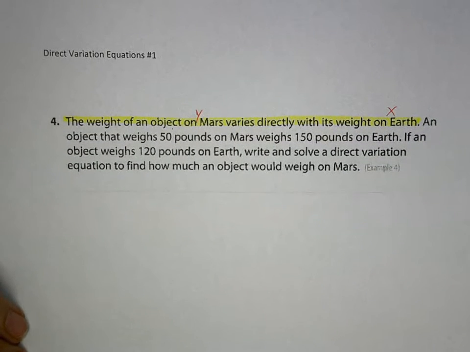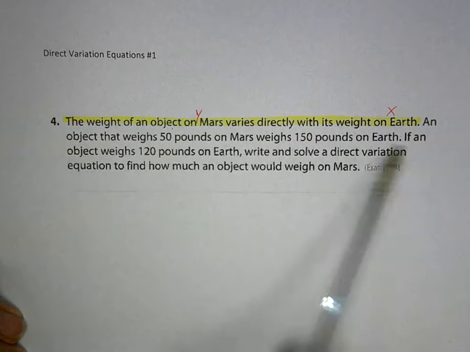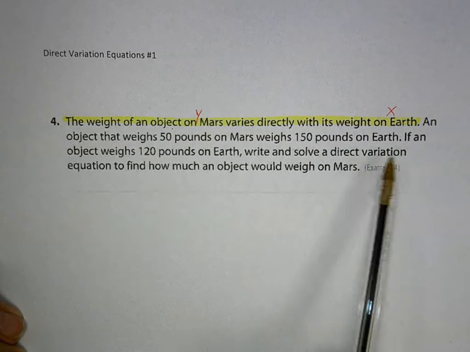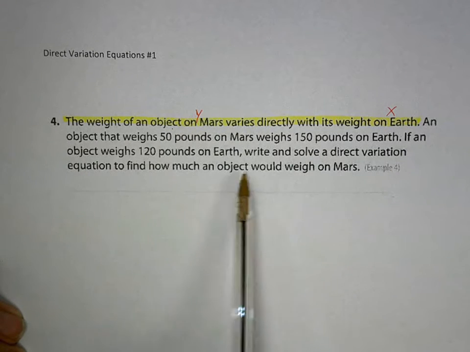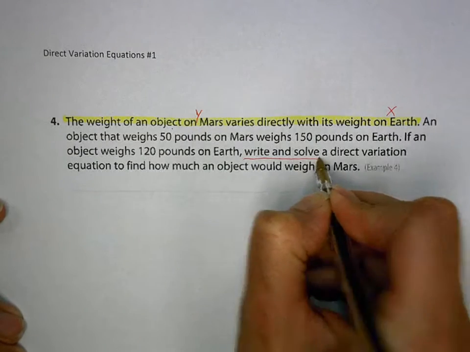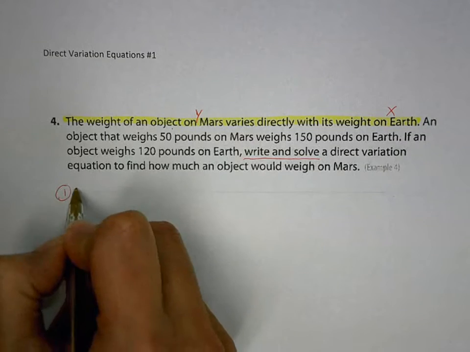Let me go on to read the word problem. It says, an object that weighs 50 pounds on Mars weighs 150 pounds on Earth. If an object weighs 120 pounds on Earth, write and solve a direct variation equation to find how much an object weighs on Mars. When you see these words write and solve, it's a two-part question. So the first thing you have to do is write the equation.